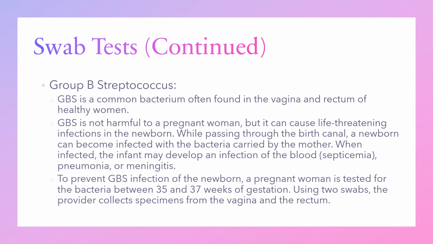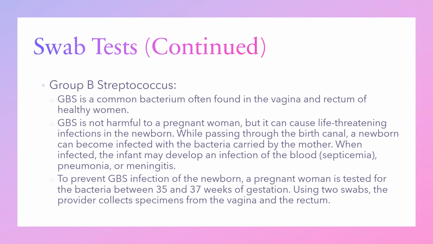Group B strep, we said this one is done a little bit later in pregnancy. It's usually done between 35 to 37 weeks of gestation. This is a common bacteria that's found in the vagina and rectum of healthy women. It's not harmful to a pregnant woman, but it can cause life-threatening infections in the newborn. While passing through the birth canal, a newborn can become infected with bacteria carried by the mother. When infected, the infant may develop an infection of the blood, septicemia, pneumonia, or meningitis.